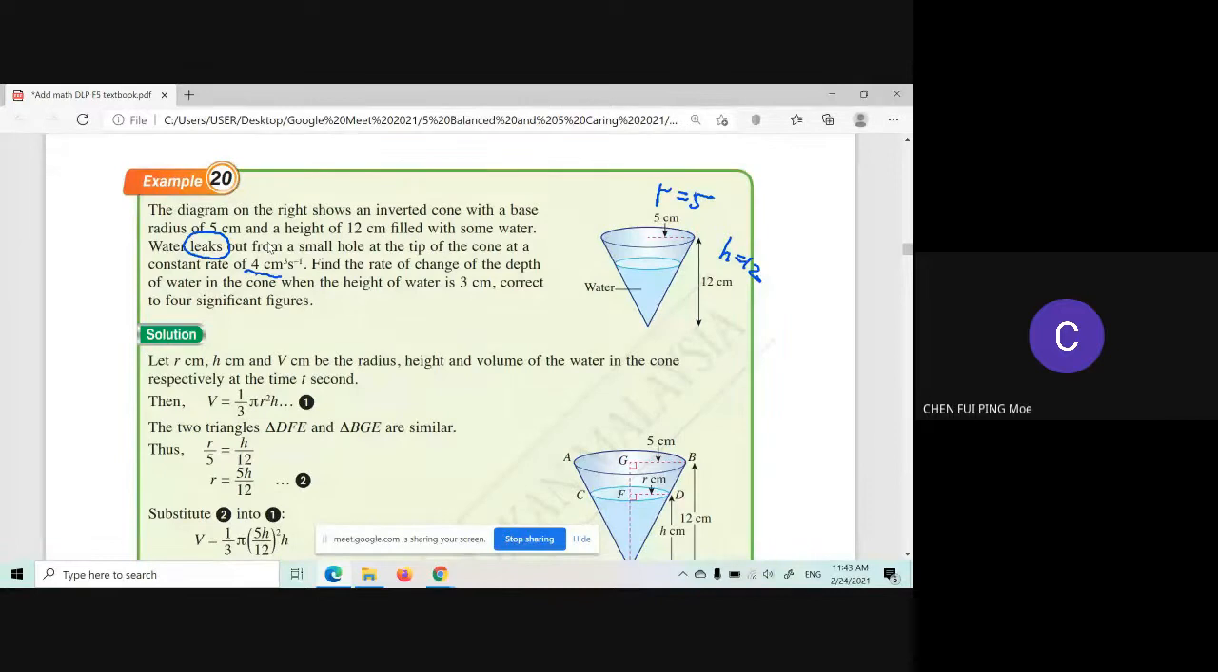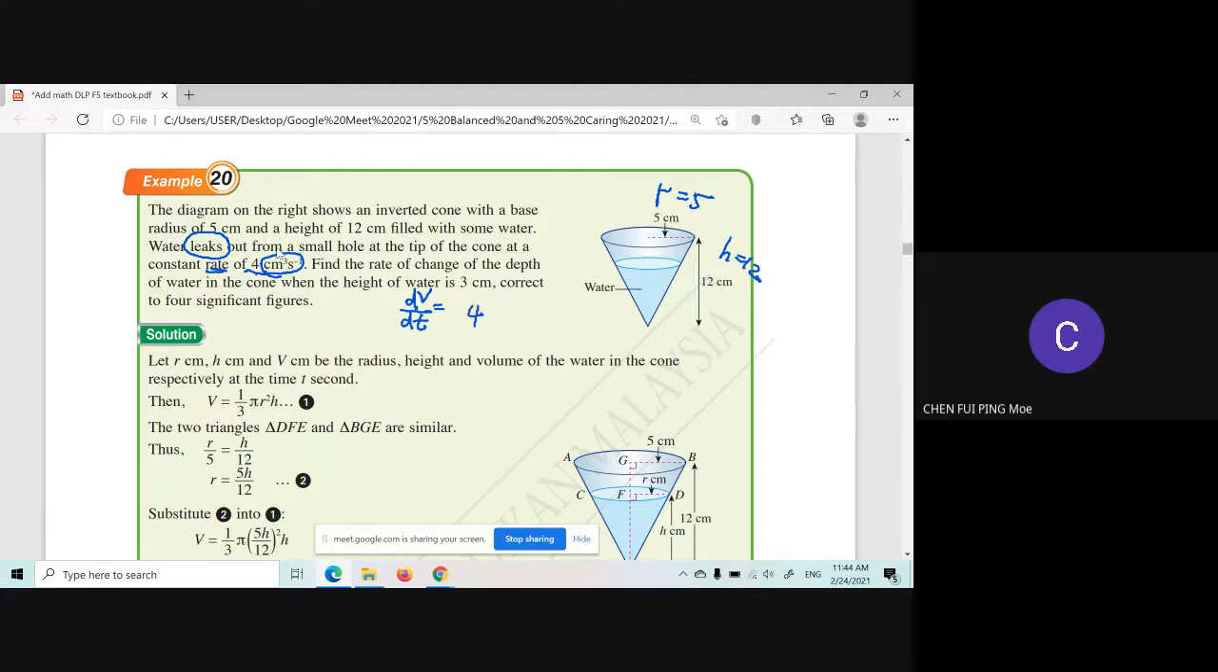Water leaks out from a small hole at the tip of the cone at a constant rate. So when you see rate, you will know dV/dt. dV/dt, if you're not sure it is volume, you can see the unit cm cube per second. So 1 second, 4 cm cube. Cm cube is volume. So dV/dt is 4.